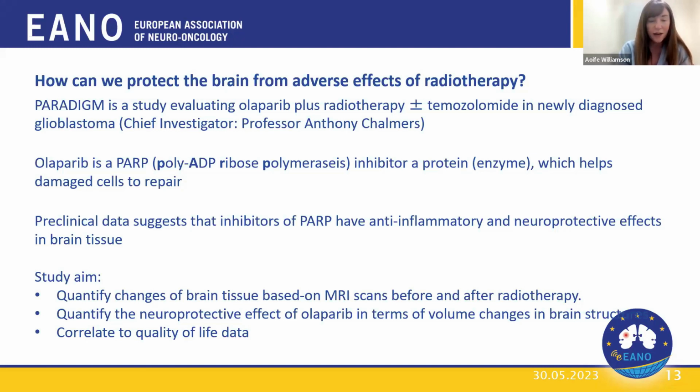So our study aim for my fellowship project is to quantify the changes of brain tissue based on the MRI scans for these PARADIGM patients before and after radiotherapy. We're then going to quantify the neuroprotective effect of olaparib in terms of the volume changes in the brain structure. And then we aim to correlate this data with the quality of life patient data in the hope that we will see that olaparib adds a benefit and will reduce the changes in the white matter tracts and reduce the volume reduction in sensitive structures in the brain, so that we hope to again improve patient outcomes and reduce the side effect profile of our radiotherapy.